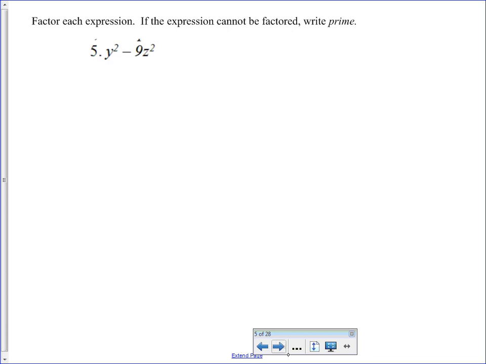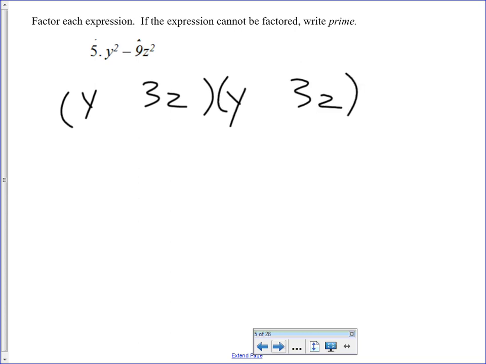This is just a difference of squares, so we're going to end up with terms like that, and one will be plus and one will be minus. Just remember, 9 is a perfect square, z squared is a perfect square, y squared is a perfect square.